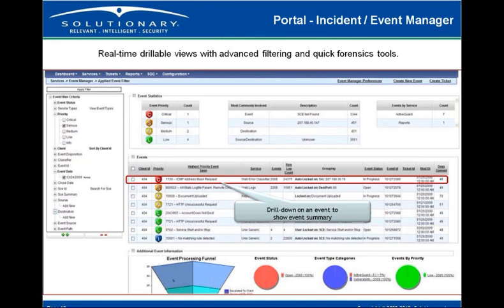Basically, you'll see up at the top of the screen here, this is the same tool that our Operations Center is working with. And they will communicate to you and say, hey, there's something you need to look at, whether that's via email, whether that's via phone. You will log into your portal, and you'll have real-time drillable views. You'll be able to filter and provide quick forensics analysis and looks at some of the information that's out there.